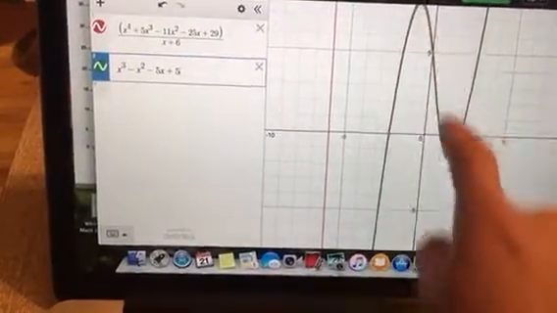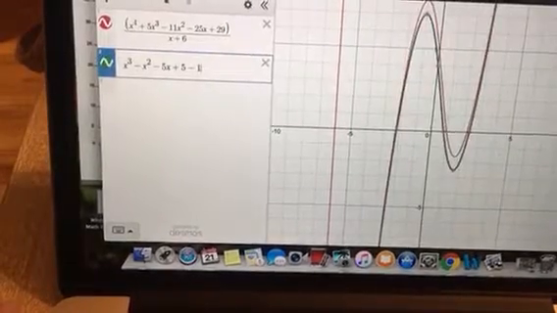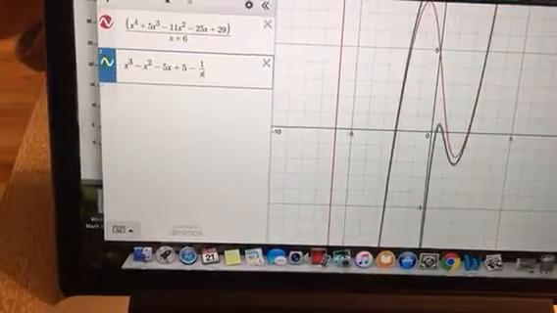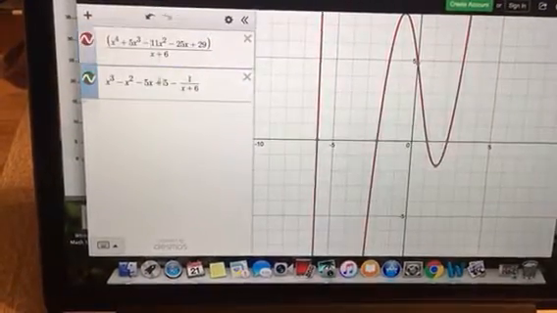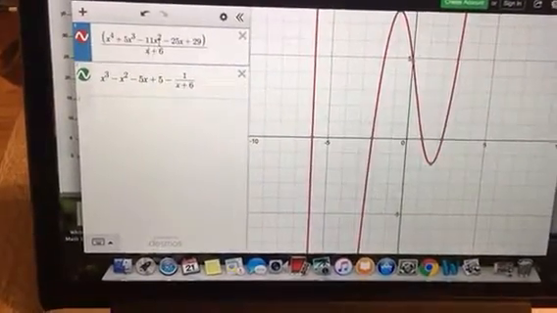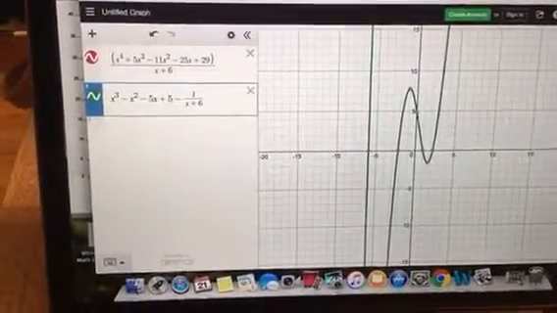You're going to notice that the graphs are looking really similar. So now let's add the remainder, minus 1 over x plus 6. And sure enough, the graphs are equivalent. So I know that my original division problem is in fact equal to the quotient that I got. And that's how you divide with remainders.